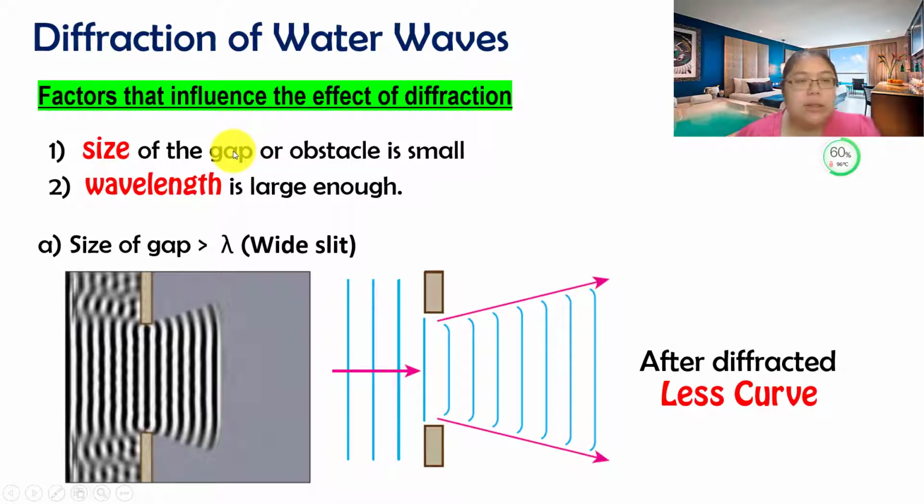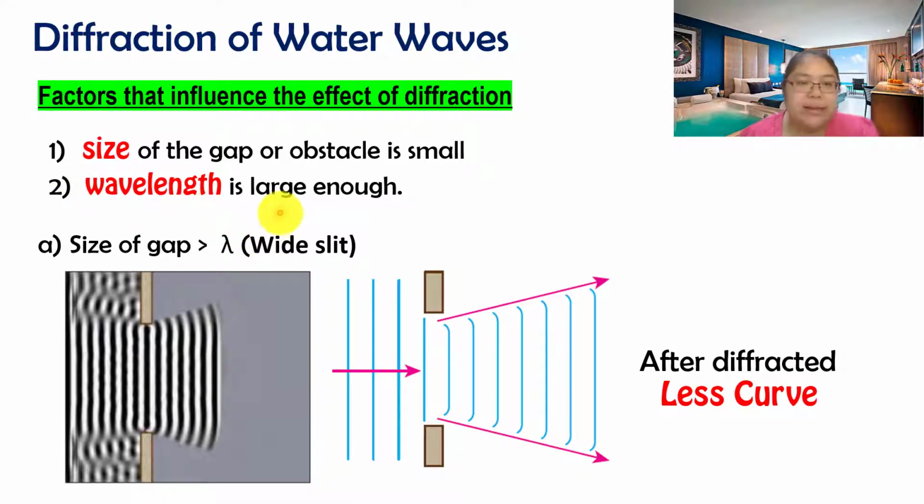Okay, now we're going to see the factors that will influence the effect of the diffraction. From here we have 2 factors. First one is the size: size of the gap, size of the obstacle. If they become smaller, the diffraction will become better. Better means bigger, or clearer, or more circular if the size becomes smaller.